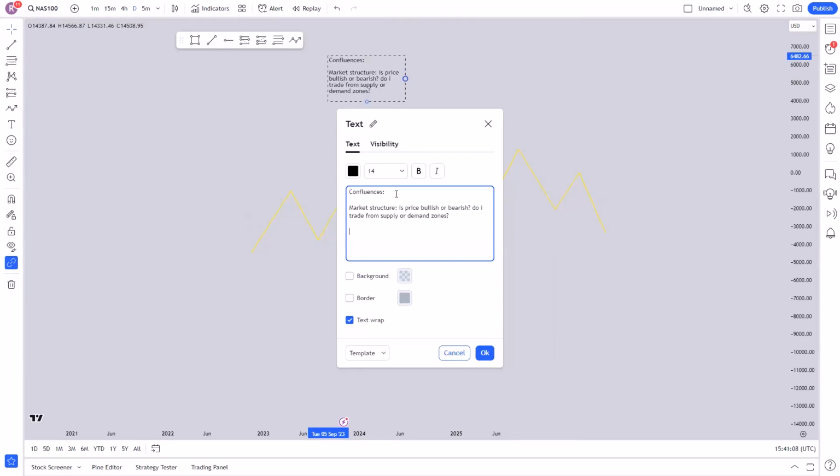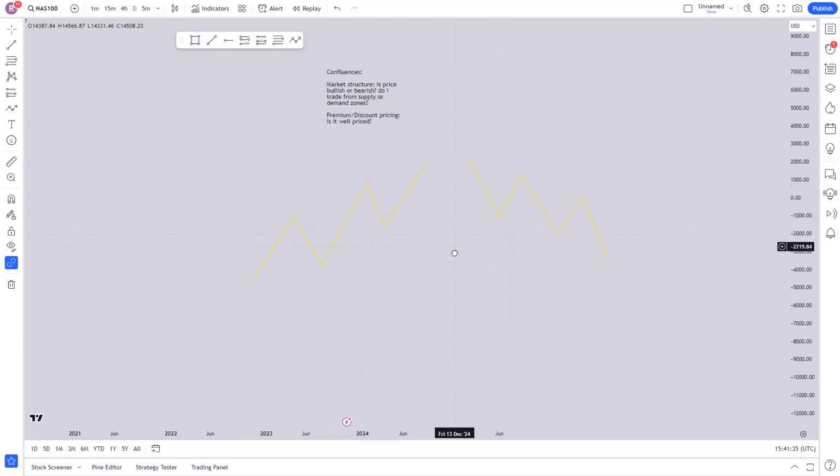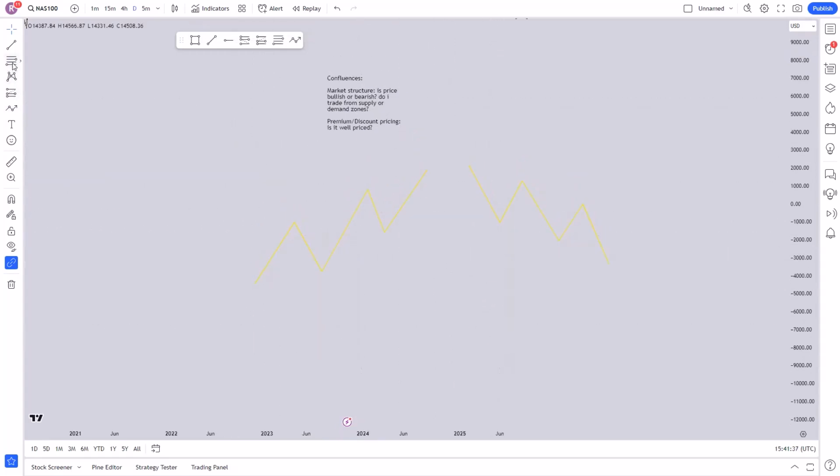Okay. Other confluences, and I hope you guys are writing this down. Then the second confluence would be premium to discount pricing. Okay. So is it well priced? And I'll explain what I mean by that in a second. So what I mean by that, again, even though we've gone through it once, I will just go through it again. Is it well priced? So from this high to this low, we know that we have now traded into the premium while we're going to the downside.